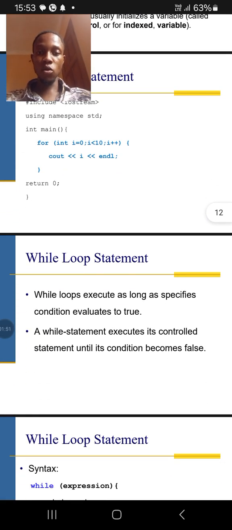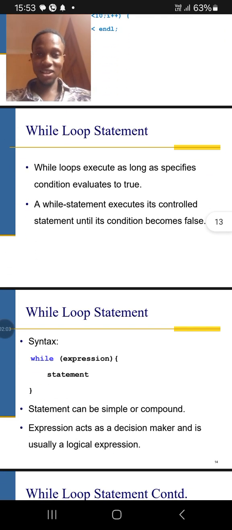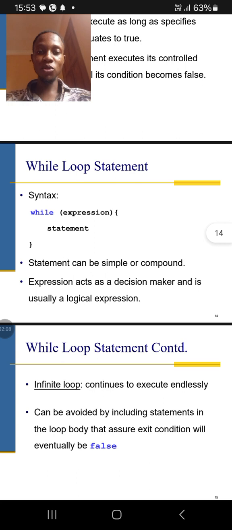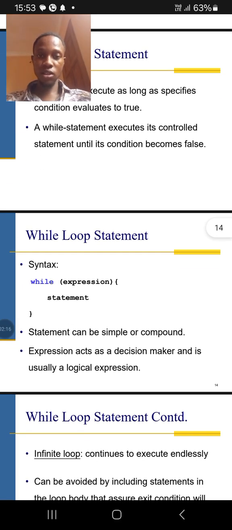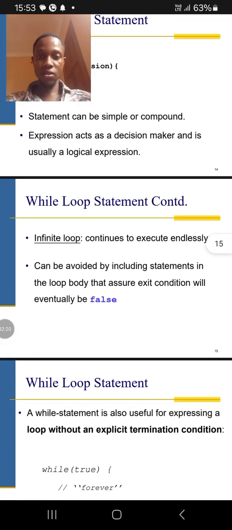We also have the while loop, which executes as long as the specified condition evaluates to true. The while loop is used to execute a block of code as long as a certain condition is true. As long as it is true, it will execute it. This is the syntax for it: you bring the while, then the expression, then your statement.